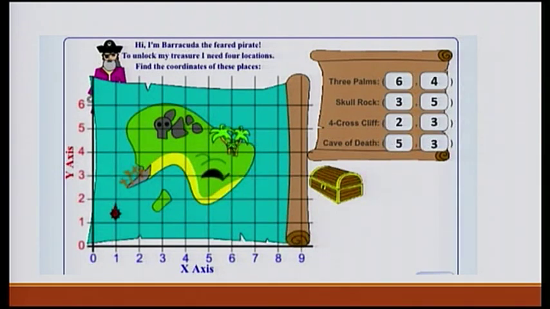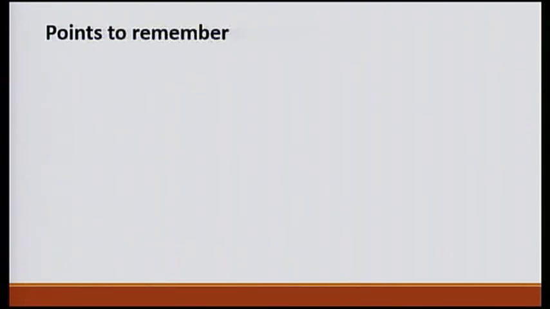You must have noticed that these coordinates are all positive. Now in grade 7, we are going to extend the x-axis and the y-axis to include the negative values of x and the negative values of y. Before we start, let's have some points to remember.